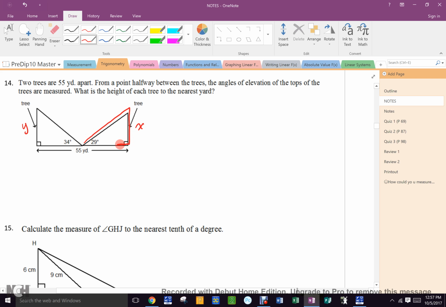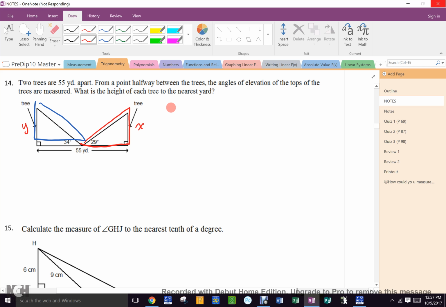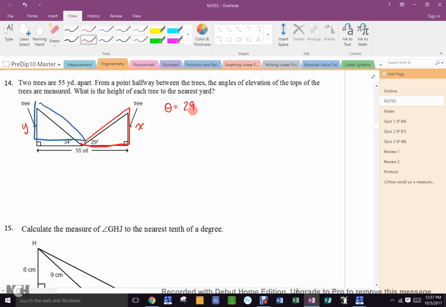I've got the red triangle. I've got the blue triangle. What do I know about the red triangle? It has an angle of inclination of 29. Theta of 29. Excellent. What else? Elevation, inclination, same thing. It has an adjacent of what distance? 27.5. And I need an O. That's my X, right? There you go. Theta is 34. A is 27.5. O is Y.